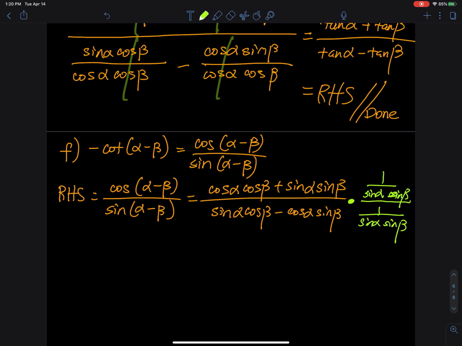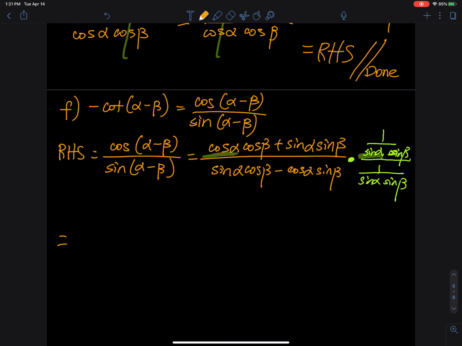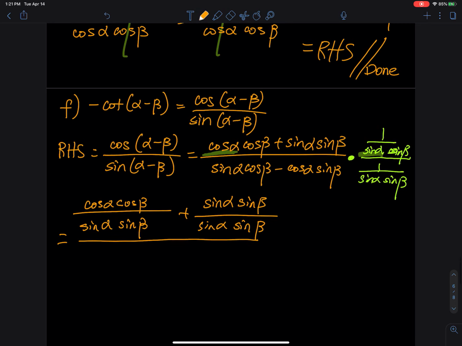Why do I have to do this? Because look at the first term here. We have a cosine, and then here we have a sine, right? Cosine divided by sine, I have a good chance to get to the cotangent. That's the reason. Okay, going back to the problem, so that is equal to 4 big fractions, right? So cosine alpha cosine beta divided by sine alpha sine beta, nothing can be cancelled, and then plus sine alpha sine beta divided by sine alpha sine beta. The entire fraction can be cancelled.